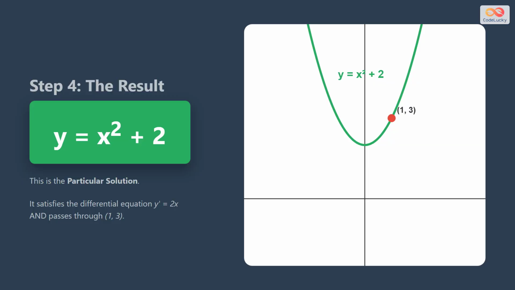Finally, step 4. We take that value of 2 and put it back into our equation. Our particular solution is y equals x squared plus 2. As you can see on the graph, this is the specific parabola that satisfies our differential equation and passes through our required point.